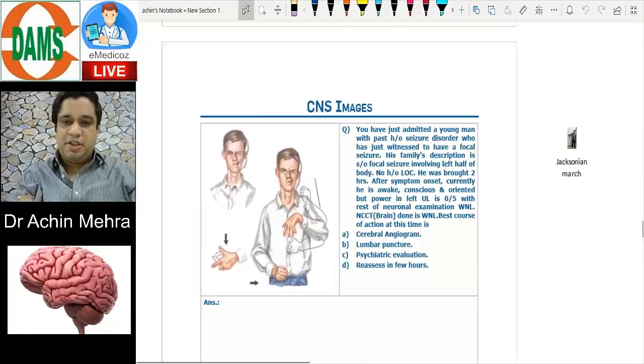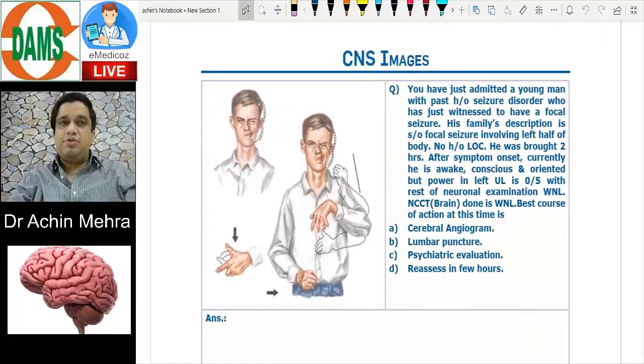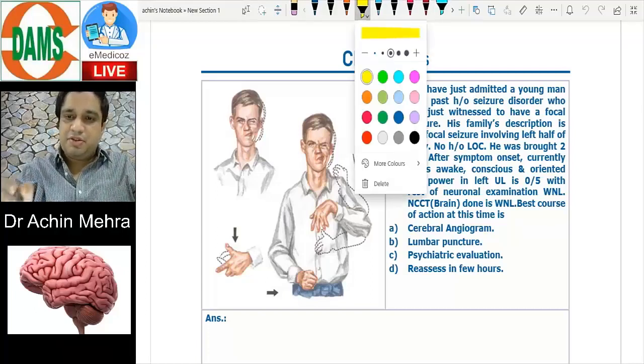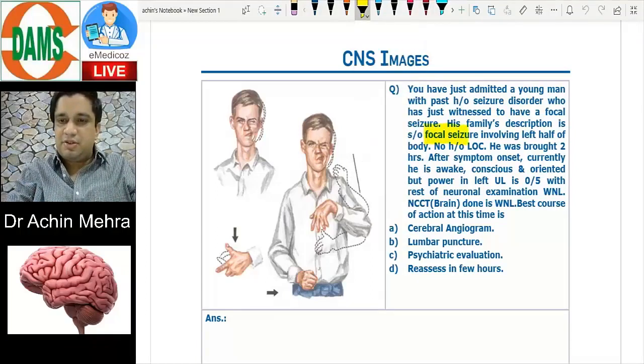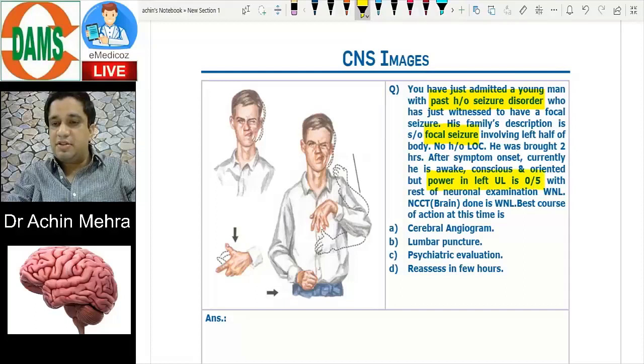You have just admitted a young man with a past history of seizure disorder who has just witnessed a focal seizure at home. His family's description is suggestive of a focal seizure involving the left half of the body. So we have some key points in this question: the patient had suffered a focal seizure at home involving the left half of the body, and there has been a past history of seizure disorder. Now he's brought 2 hours after the symptom onset. Currently he is awake, conscious, oriented, and the power in the left upper limb where he had the seizure is nil, that is 0/5. The rest of the neurological examination is perfectly normal.